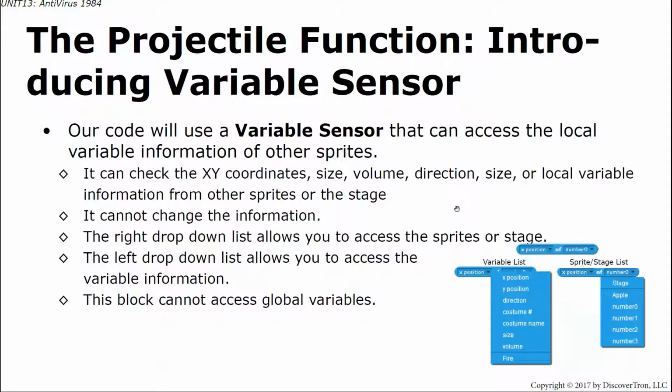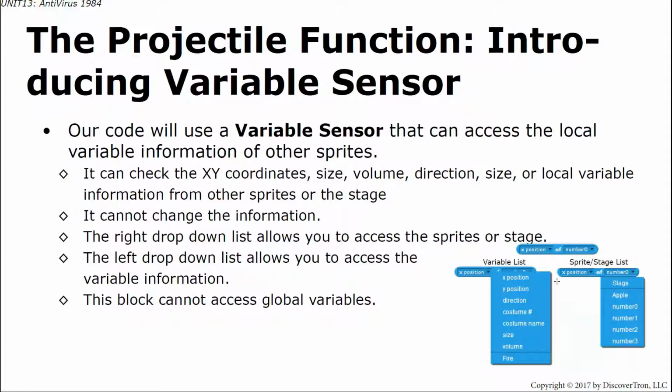Now to make our sprites do this, we have to get a lot of information from other sprites, and we use this item called a variable sensor. Again, you might want to pause the video to go through and check this out. But the variable sensor is capable of going and getting other local variable information from other sprites.